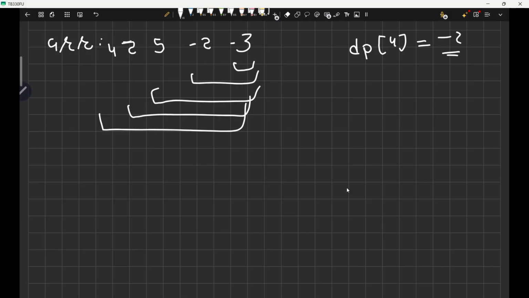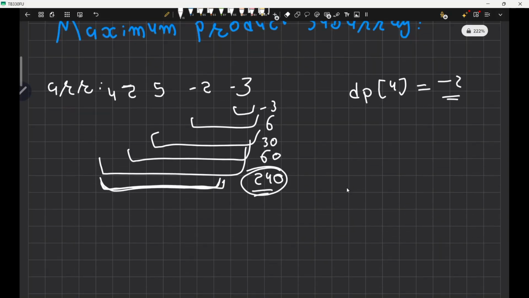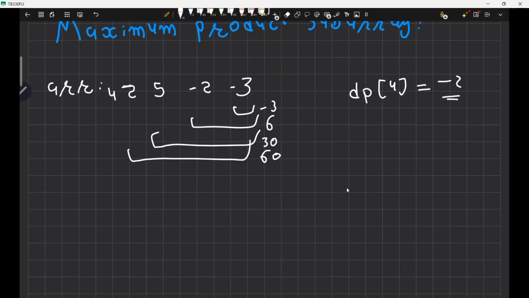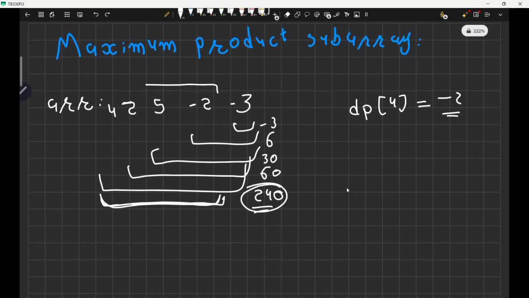What is going to be the answer? Just -3, this is 6, 6 for the 30, and then 60, and then 64, 240. I hope this is correct. So you will see that, till this case, okay, sorry. Let me just not reduce it. When you see this test case, the product was 20 and 80, but here this minus sign got removed and the product is now 240, right?